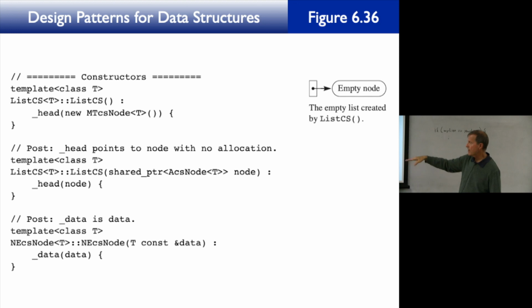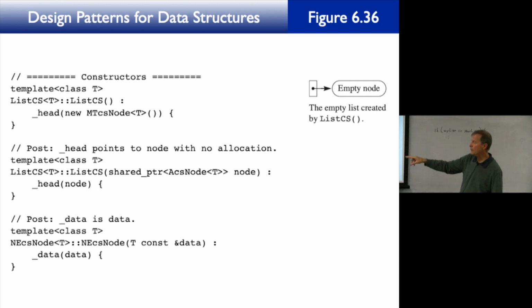Now the other ones, there's 3 more constructors. And each one of these constructors is given different things, okay? And none of these constructors allocate with new. And so in this next constructor, if you give a constructor a pointer to a node, it just sets underscore head to that node that you give it. All right, that's one constructor.